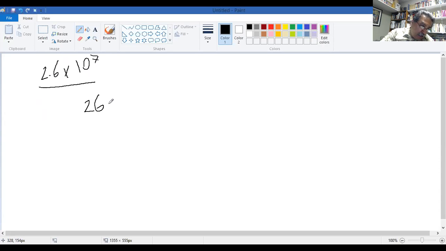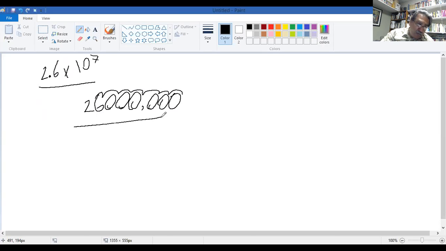1, then 2, 3, 4, 5, 6, 7. The decimal point was here. This is positive, so I moved the decimal point 7 times this way, 1, 2, 3, 4, 5, 6, 7. Actually, you don't need to write it. Now, this is written in a decimal format.